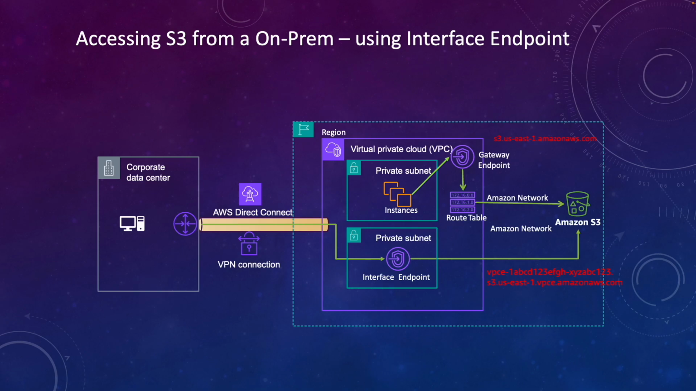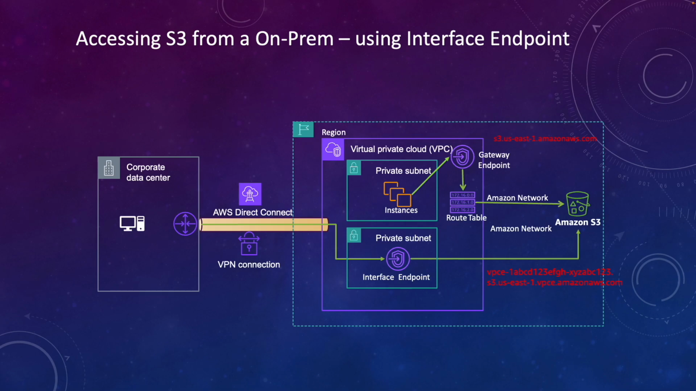So if your corporate data center tries to resolve the S3 bucket by using this DNS name, it will resolve to the private IP address. And these DNS names are publicly resolvable. So if you take this DNS name and try to resolve it, do nslookup or dig from your own computer, which is not connected to AWS or any computer on the internet, you will get a private IP address.